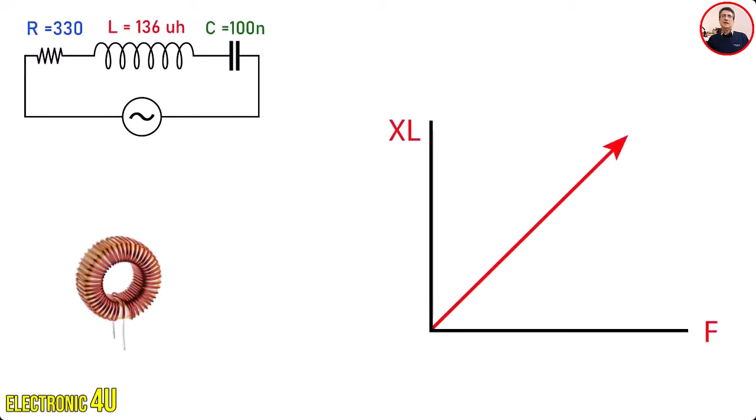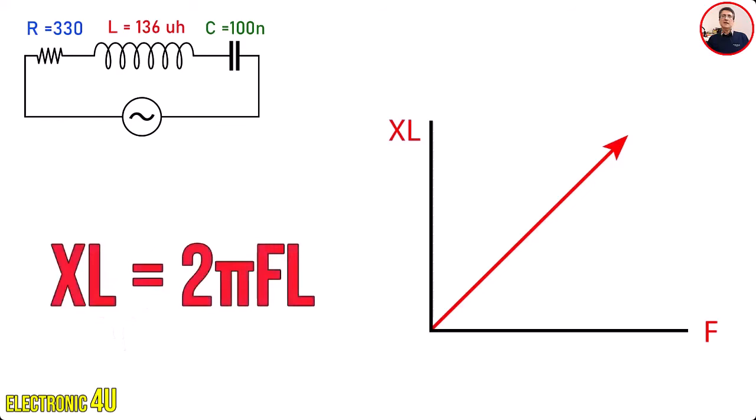Inductive reactance is essentially the resistance a coil offers to alternating current. This resistance arises from the phenomenon of self-induction, where changes in current in a coil induce a voltage that opposes the change in current. The value of inductive reactance is directly proportional to the frequency of the alternating current and the self-inductance of the coil.